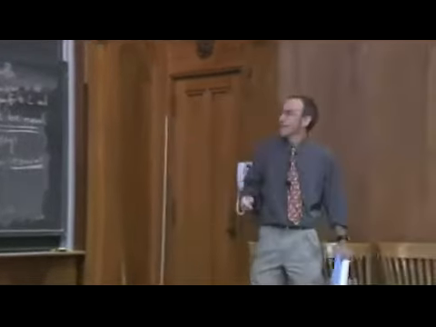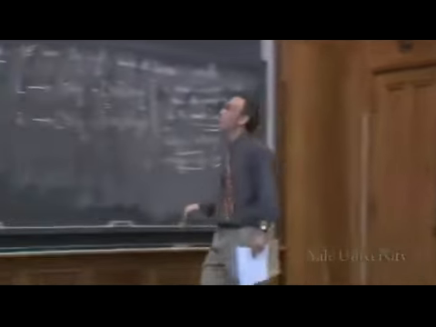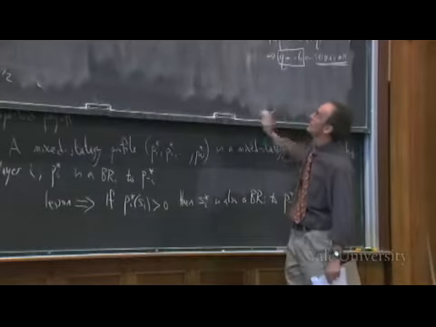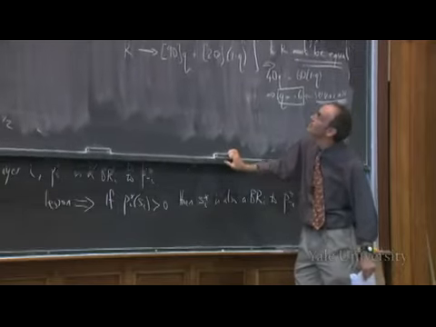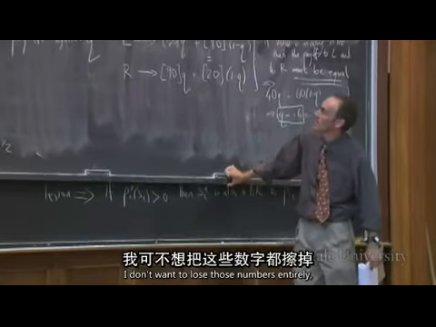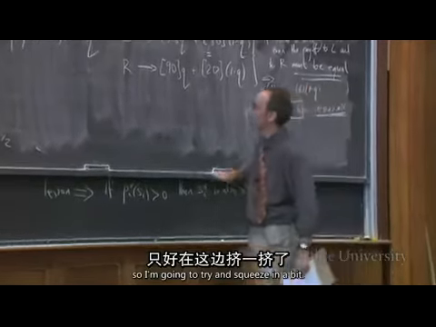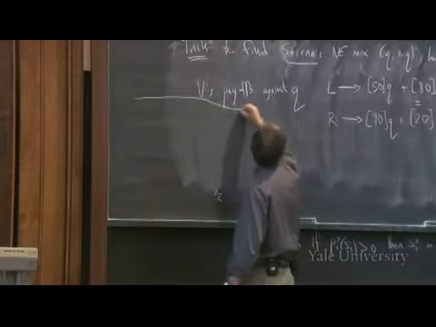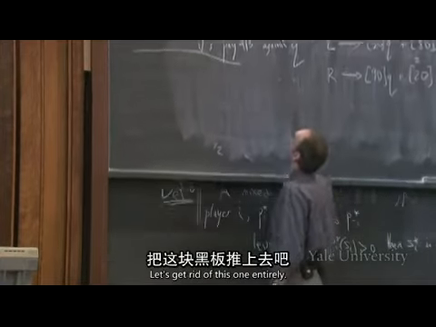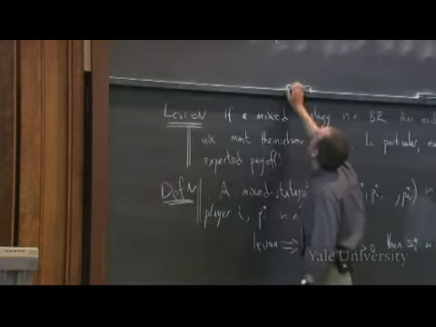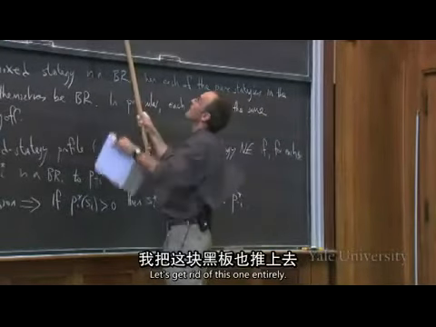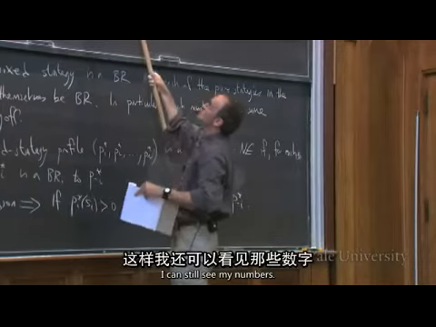Okay? Let's do it again. Let's do it again. And here I'm wishing I had another board. And maybe I don't want to lose those numbers entirely, so I'm going to try and squeeze in a bit. I know I can do. Let's get rid of this one entirely. There we go. That worked. Let's get rid of this one entirely. I can still see my numbers.